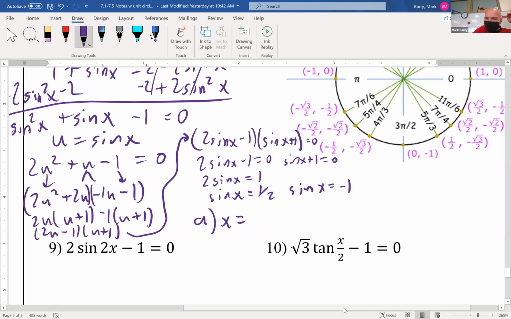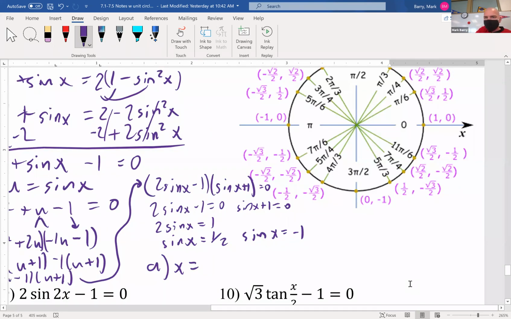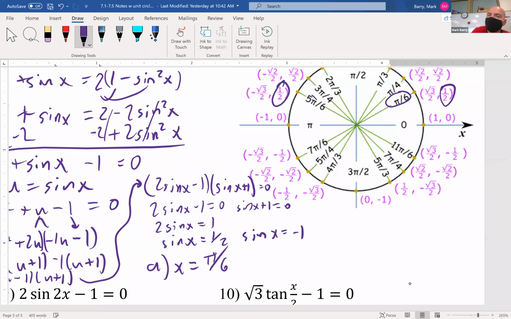All right, so where does sine of x equal 1/2? Let's check that out. So I see that right here at pi over 6, correct? We usually expect 2 answers from this. So does sine x equal 1/2 anywhere else? Yes, it does. Right here at 5 pi over 6 as well.